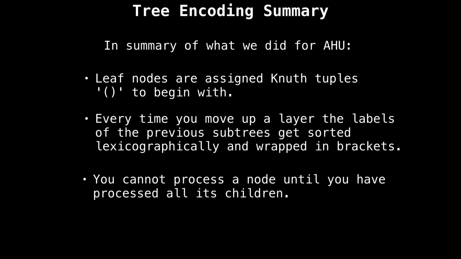In summary of what we just looked at: 1. Leaf nodes are assigned empty tuples consisting of a left and right bracket to begin with. 2. Every time you move up a layer, the labels of the previous subtrees need to get sorted lexicographically and then wrapped in brackets. 3. You cannot process a node until you have processed all its children.